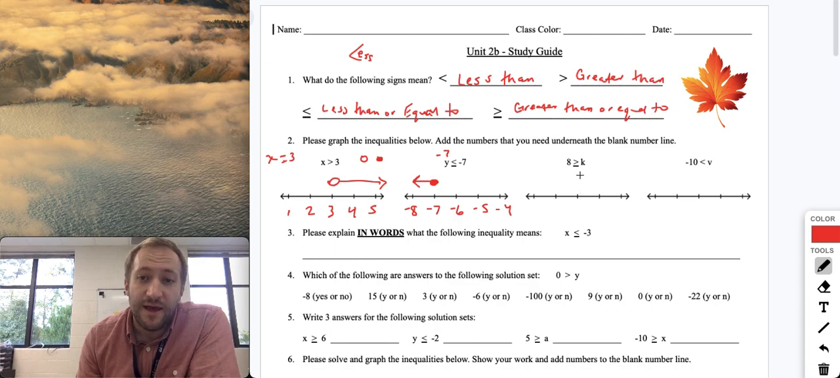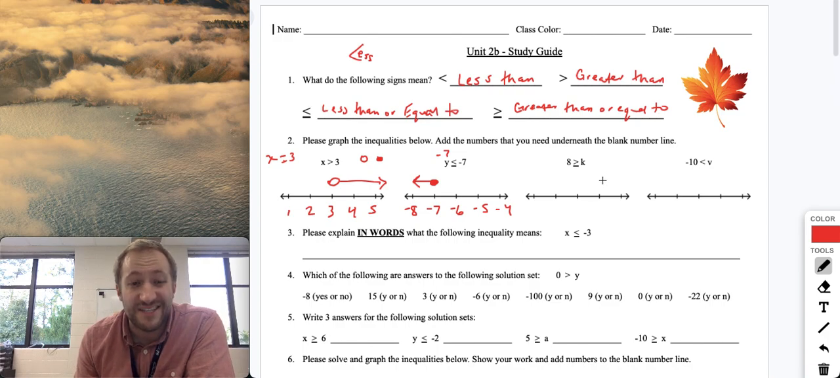So the next one, 8 is greater than or equal to k. Now, you can leave it just like this and graph it, but kids have a tendency to mess this up when the variable is on the right side of the inequality sign. So what I'm going to do over here, I'm going to rewrite it, k, 8, and I'm going to make sure that I flip the sign so that the 8 is still the larger number here.